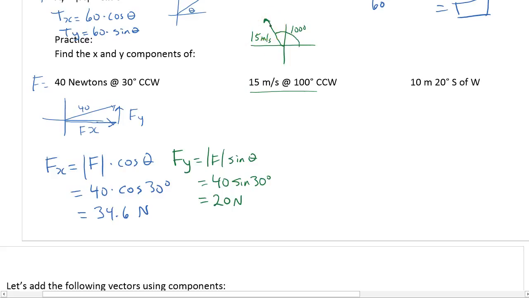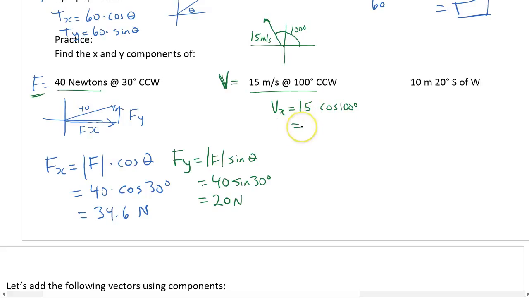So this is pretty neat that we can just follow that same pattern. I called this one f because it looks like a force vector. This looks like a velocity vector, so I'm going to call this v. Okay, so I'll say vx is going to be equal to, look at this, same idea. The value of this is 15 times the cos of 100 degrees.